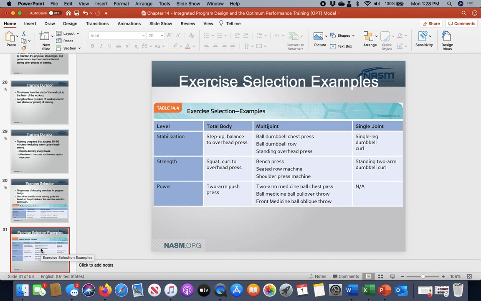Again, you can go through the previous chapters for exercise selections. It's up to you, but they give you some examples here of multi and single joint types with some total body stuff as well. But again, remember in your power phases, there isn't going to be anything for a single joint, because it's more typically total body or upper or lower in a very explosive form, but you're going to be using more than one joint area.